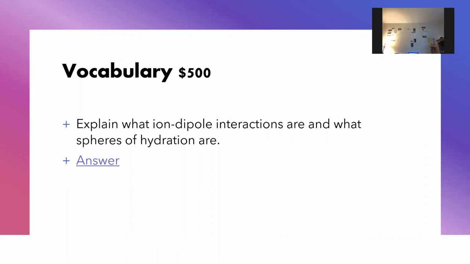You got a tough one on our hands. Explain what ion-dipole interactions are and what spheres of hydration are. Iodine. Ion-dipole interactions are the forces between ions and molecules that have a permanent dipole. Spheres of hydration are clusters of water molecules around an ion in an aqueous solution.